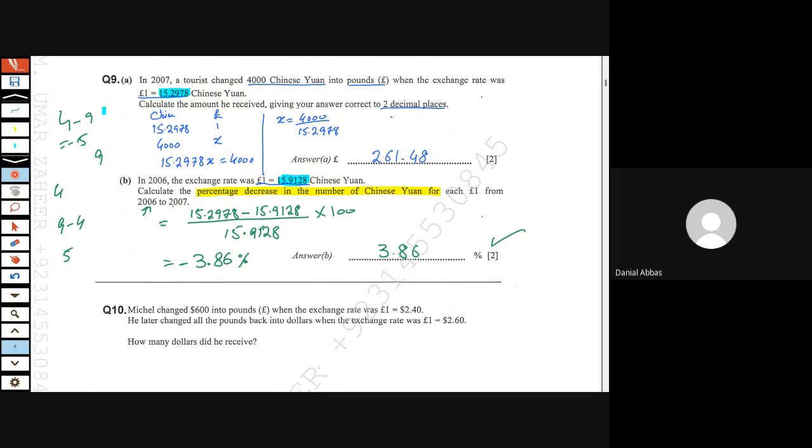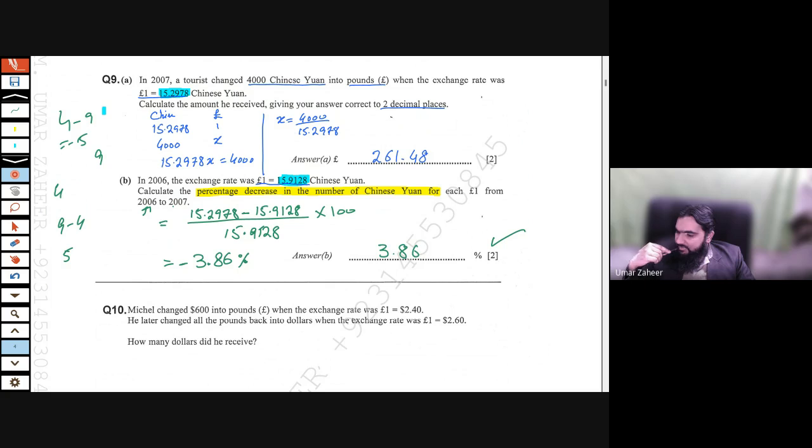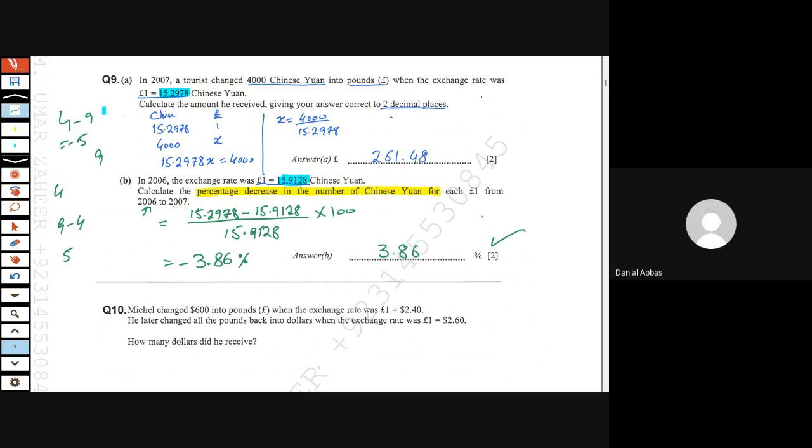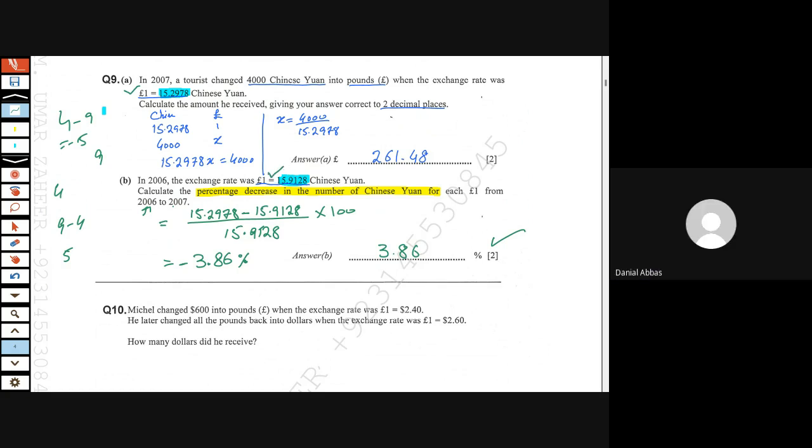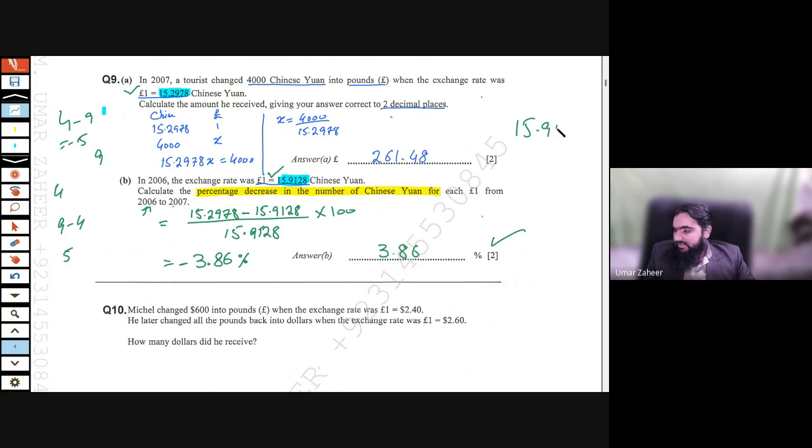Sir, I divided the smaller value by the bigger value, and it gave me 96 something, 96.5 something, and then I got the answer 3.865. Smaller value by bigger value, and then I multiplied by 100. You have to divide this by this one, right? No, sir, I did the opposite, and I got the same answer, 1.9128.